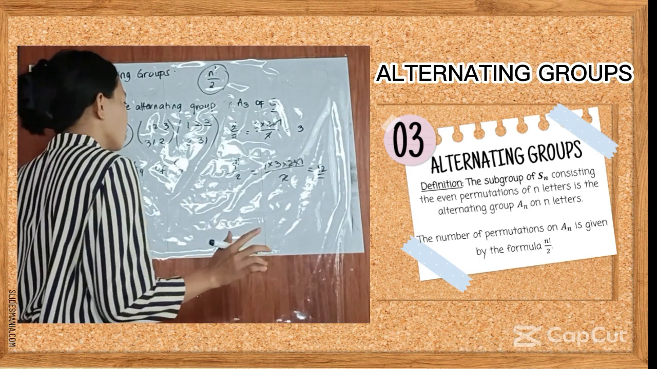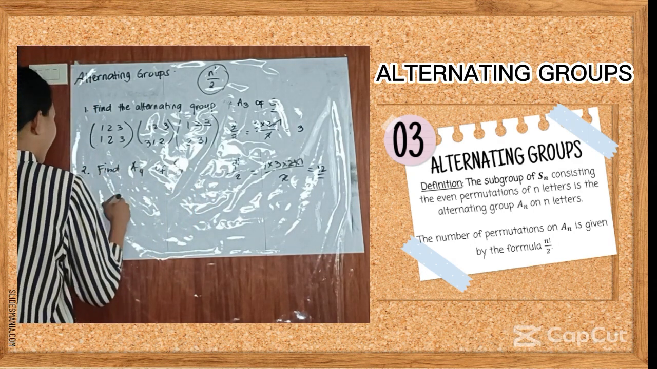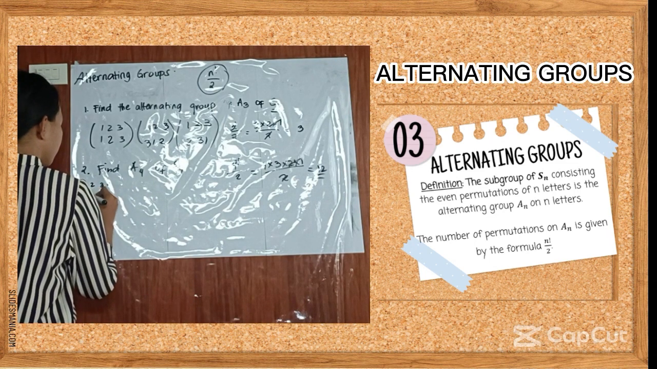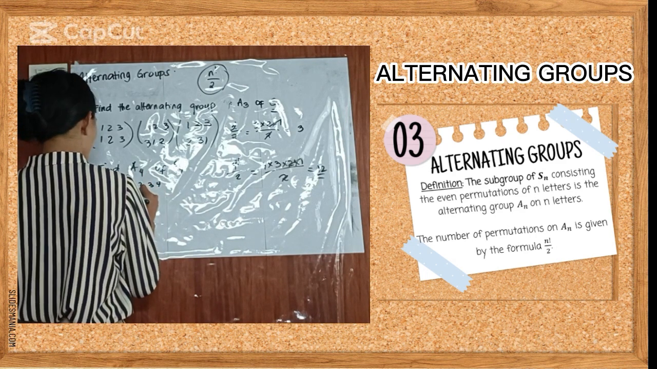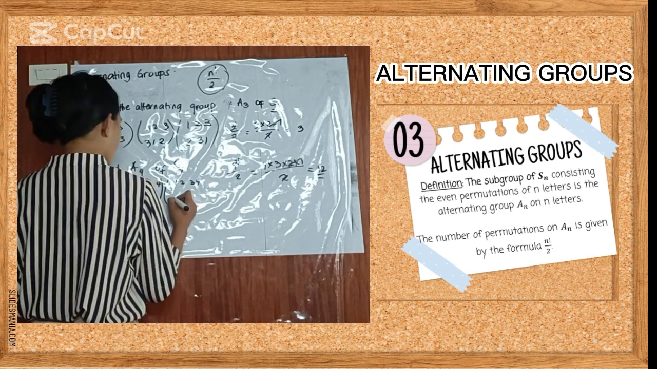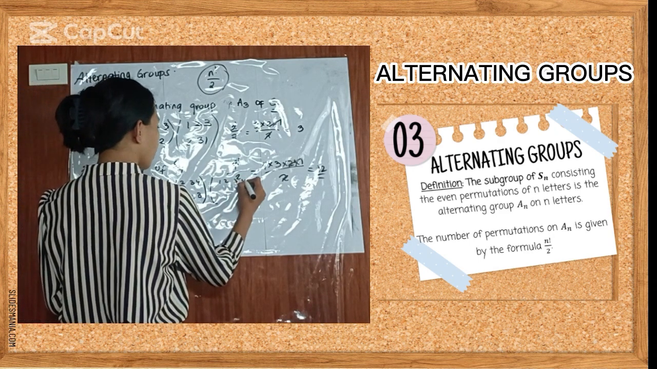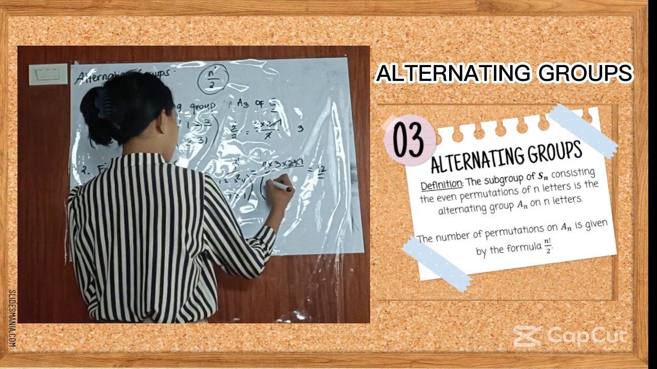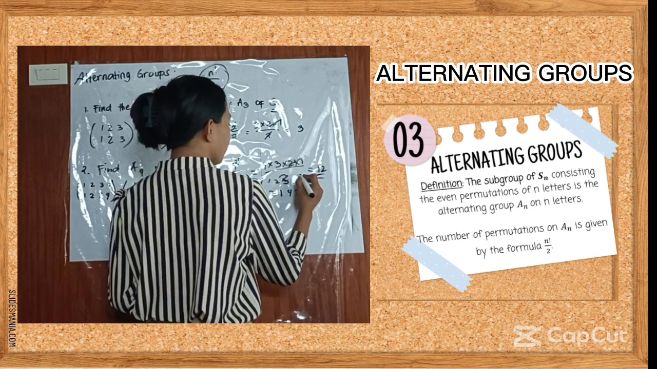12 even permutations. So we are just going to list those 12 permutations. First we have the identity: 1, 2, 3, 4 to 1, 2, 3, 4. Next, we have 1, 2, 3, 4 to 4, 1, 3, 2. Next, 1, 2, 3, 4 to 1, 4, 2, 3. Next, 1, 2, 3, 4 to 2, 4, 3, 1. Next, 1, 2, 3, 4 to 2, 1, 4, 3.